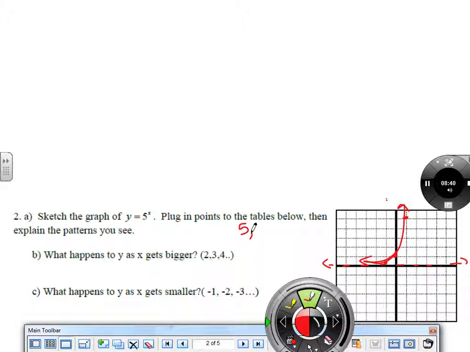Okay? Then when you plug in 2, what would you get? 25. When you plug in 3, you would get 125. Okay, when you plug in 4, you would get 625. Okay? So does this follow the rule of a geometric series?